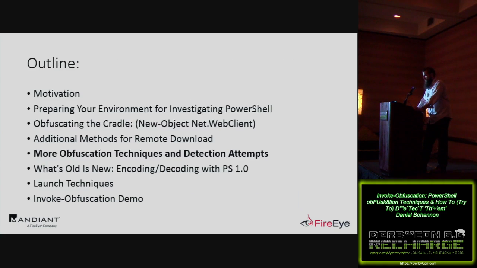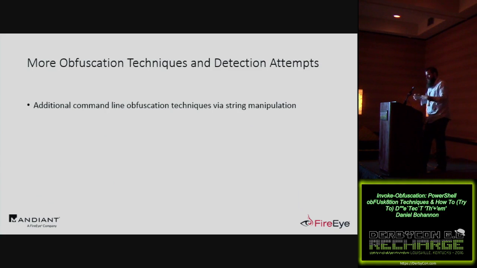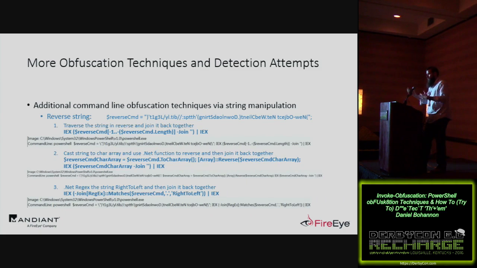So, more obfuscation techniques. Remember we looked at the PowerShell 1.0 syntax where it took the entire command, treated it as a string, and then did string concatenation and things like that, right? Well, what other string techniques can we do? We can reverse the string. We can do that by traversing it in reverse, or casting it to a char array and then calling the reverse function, or using the .NET regex right to left. That way what actually is hitting the command line is the entire command in reverse.